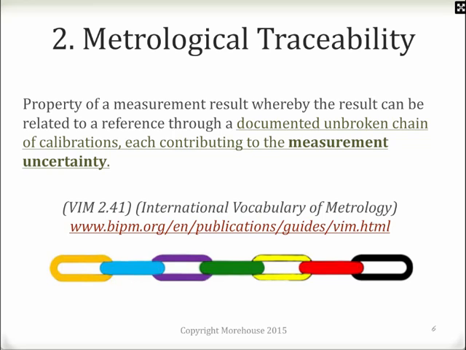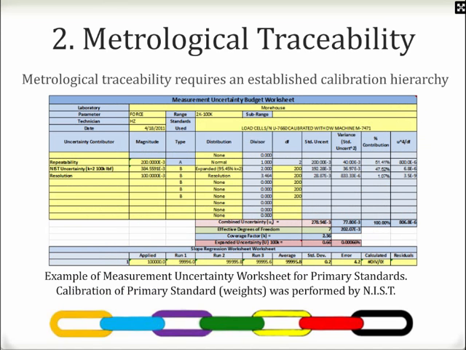Number 2, metrological traceability. This is the property of a measurement result whereby the result can be related to a reference through a documented, unbroken chain of calibrations, each contributing to the measurement uncertainty. This is per the VIM section 2.41, which is the International Vocabulary of Metrology. Again, if you download this presentation online, there's a link there. The VIM is from the BIPM, and it is free to download. So metrological traceability requires an established calibration hierarchy.